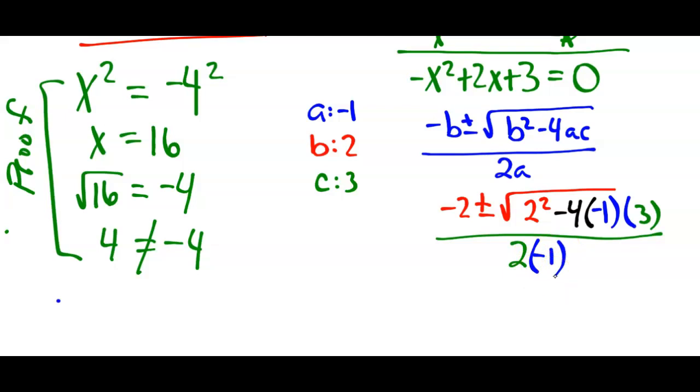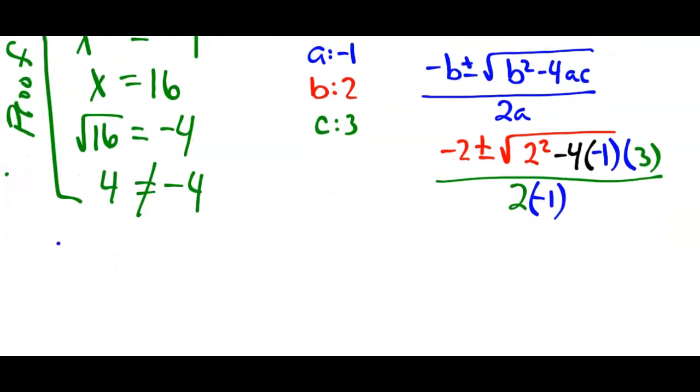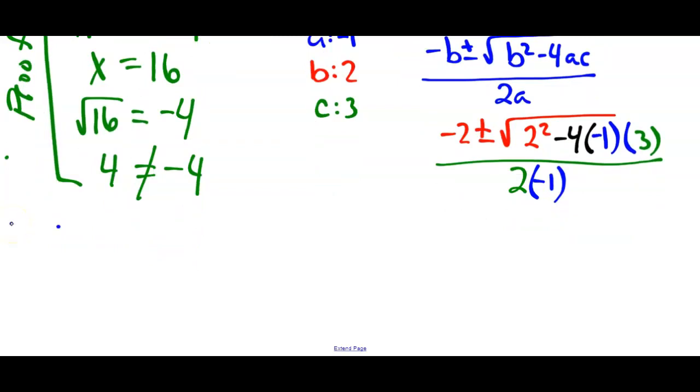Be careful when you're doing this. You've got to take your time. You've got to keep track of your signs and go from there. When you do that, you should have gotten negative 2 plus or minus the square root of, let's see, 2 squared is 4. Negative 4 times negative 1 is positive 4, times 3 is 12. So 4 plus 12 is going to be 16. So my inside means 16. I'm dividing that by negative 2.